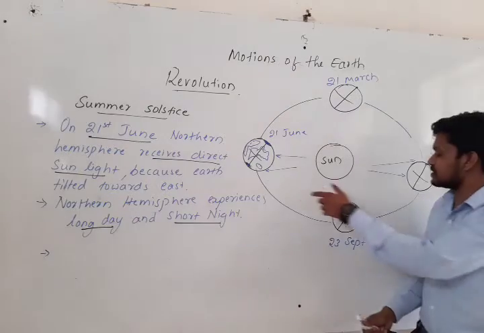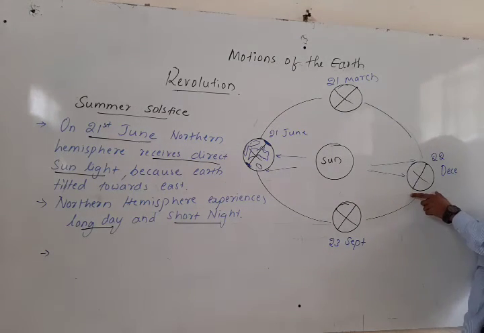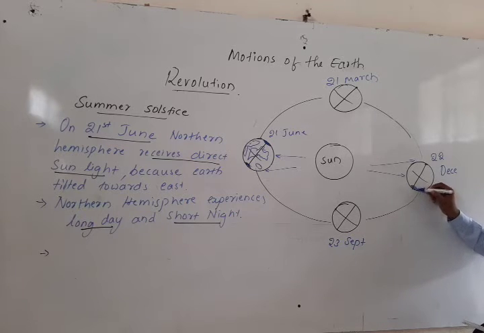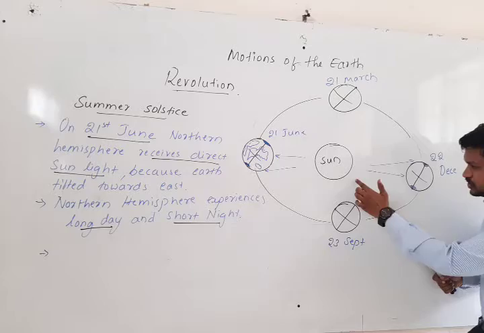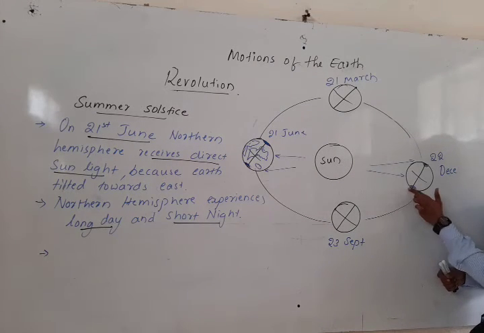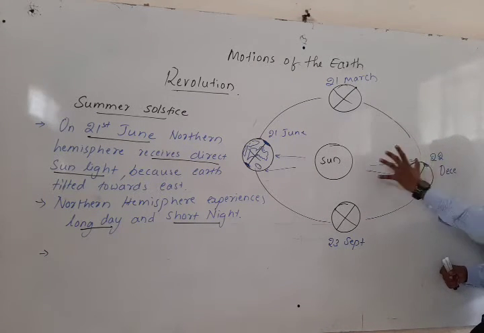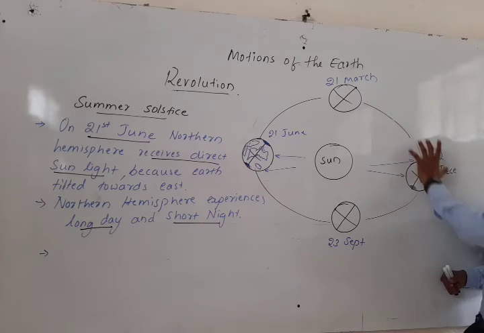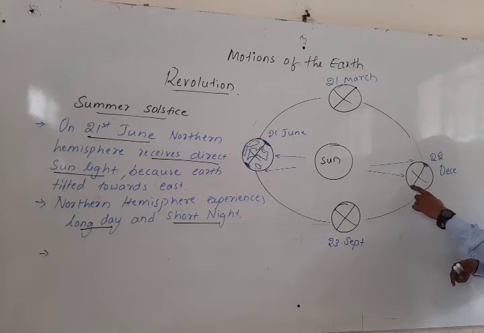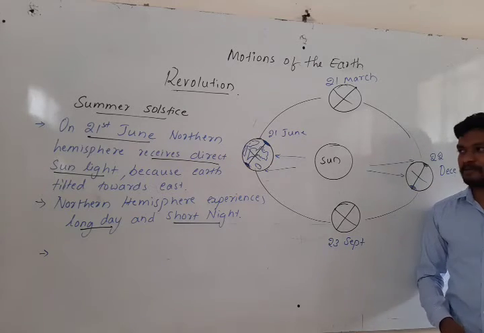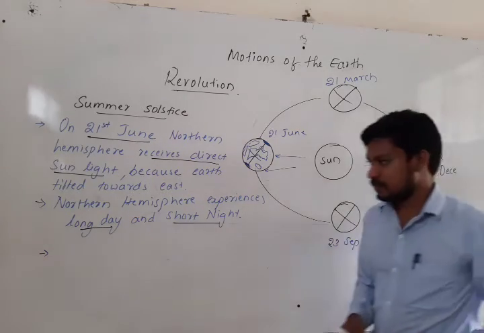Then when it goes towards the east direction, the southern pole will be receiving the sunlight for 6 months, and the northern pole will not. It's vice versa. After 6 months, the southern pole will be facing towards the sun and the northern pole will not, so for 6 months it won't receive sunlight. Is that clear?